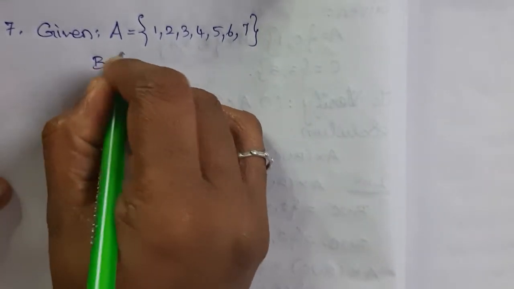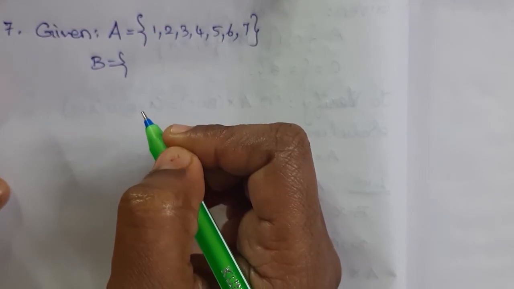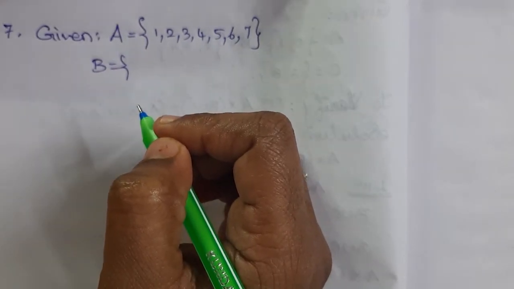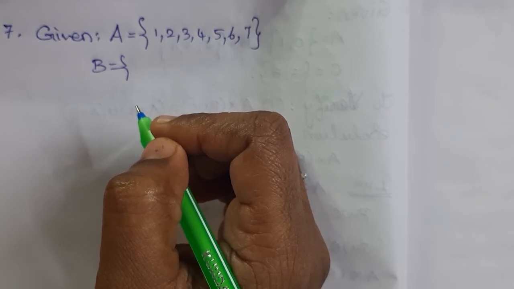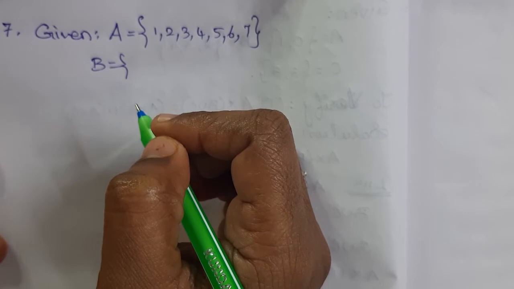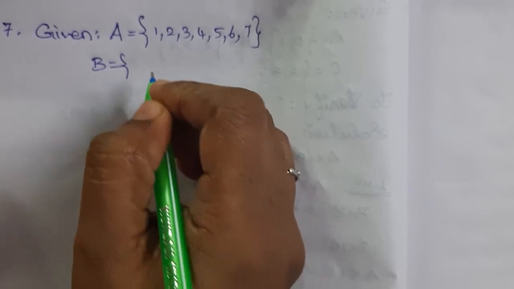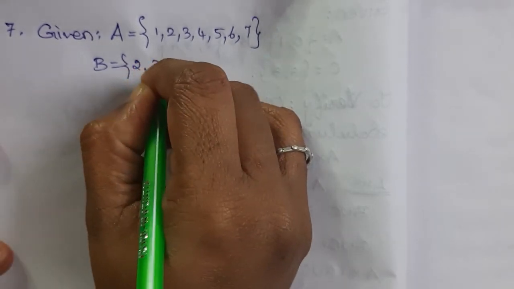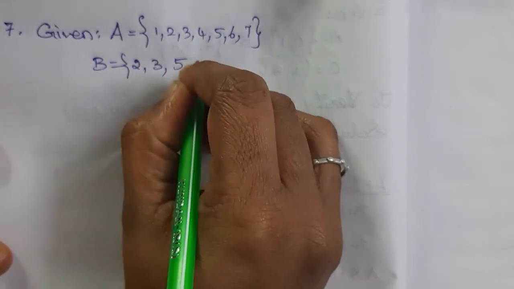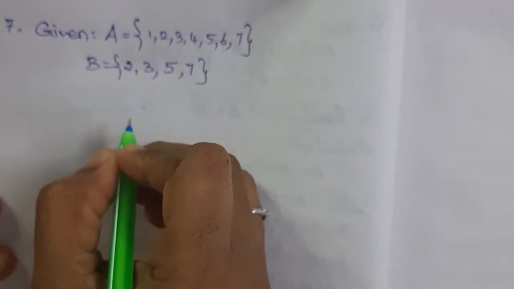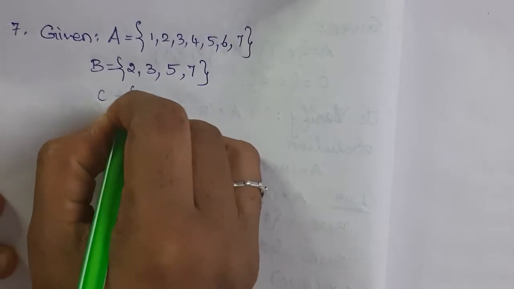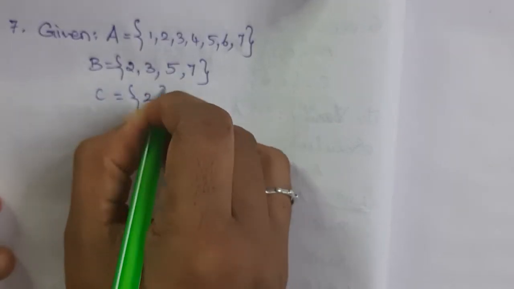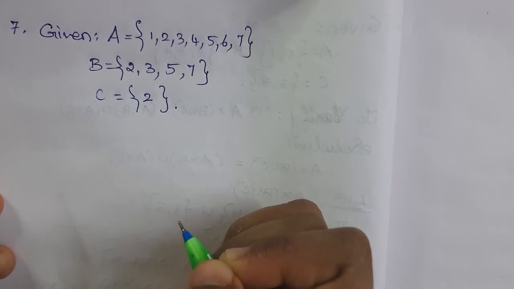Then set B. Set B is equal to the set of all prime numbers less than 8. Prime numbers are nothing but numbers which have only 1 and itself as factors. Now, we are going to list out the prime numbers, where 1 is neither prime nor composite. So, we start from 2, 3, 5 and 7. Set C is given to be the set of even prime numbers. We all know that the only even prime number is 2. So, we have written set C.